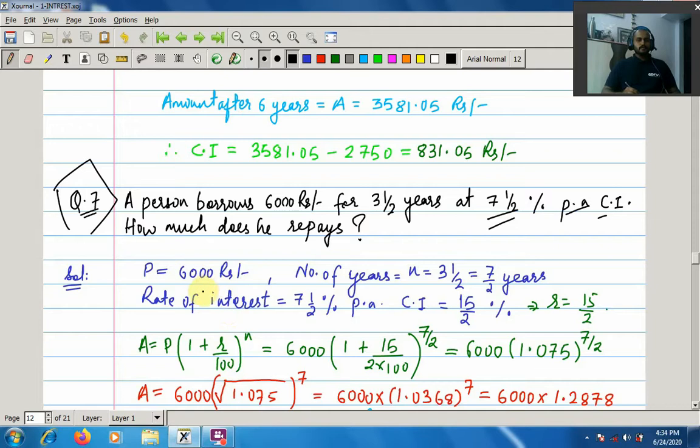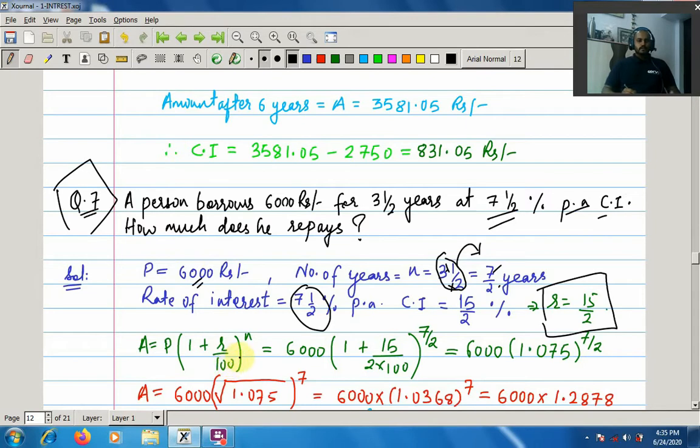So here's the solution. Principal amount borrowed is 6,000. Number of years is 3 1/2, which is a mixed fraction. Simplify this to 7 by 2. So multiply this 2 with 3 and add 1 in the multiplied: 3 into 2 is 6 plus 1 is 7, 7 by 2. The rate of interest is also a mixed fraction. Simplify it to 15 by 2%. So R is 15 by 2.